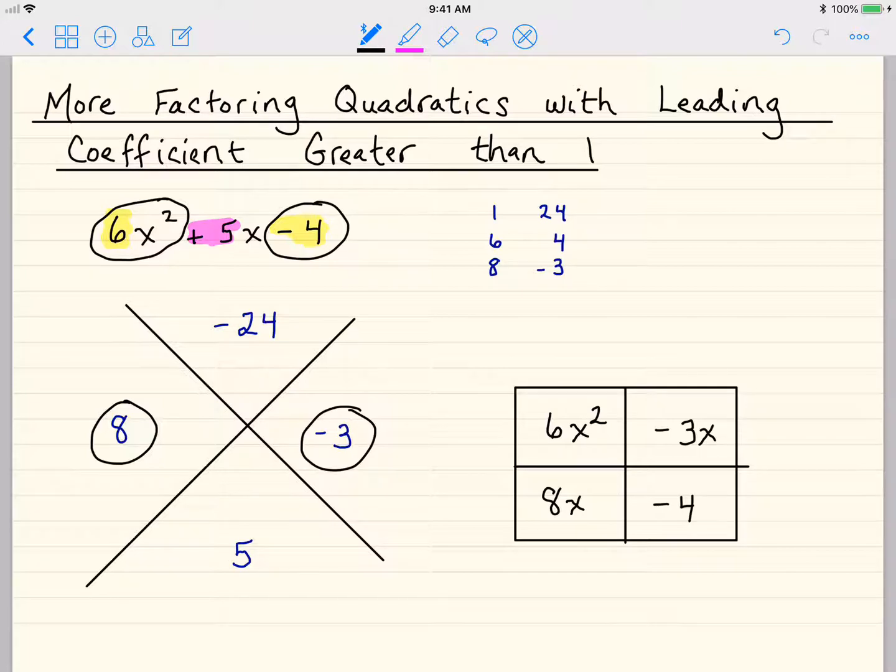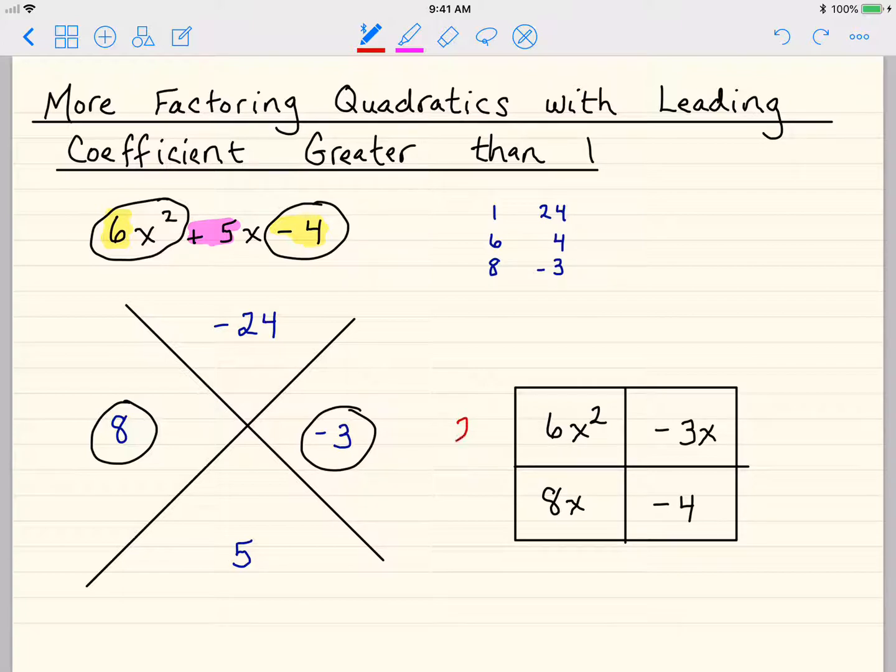And then now we have to figure out how to break up the 6x squared so that I can still get the 8x and the -3x. What I mean by that is I can't just put any old factors of 6x squared down. For example, if I put a 6x here and an x along the top, how am I going to get a -3x in that box? It's not going to work. So I'm not going to choose 6x and x.